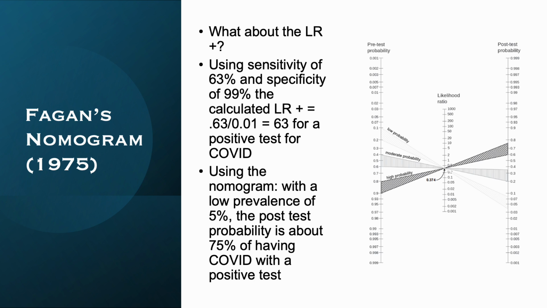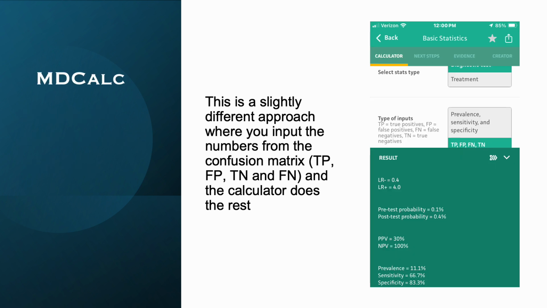Now, what about the positive likelihood ratio? Once again, we'll calculate it, but this time we come up with 63. So using this nomogram with a low prevalence of 5%, the post-test probability is about 75% of having COVID with a positive test. There's one other approach. Several calculators, such as MDCalc, allow you to just input the true positives, false positives, true negatives, and false negatives, and it really does all the rest. On the right, you can see the fact that it generated the numbers that you're interested in.